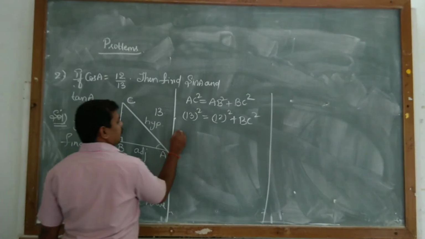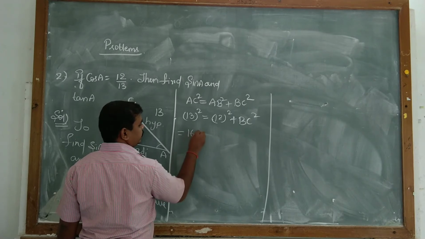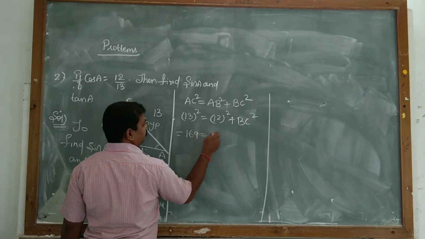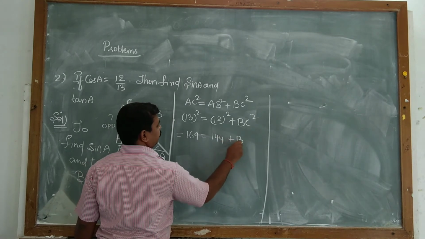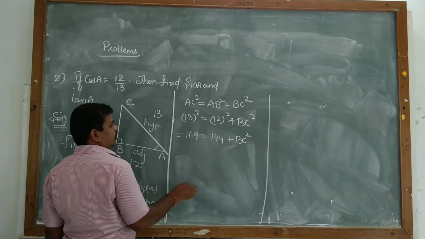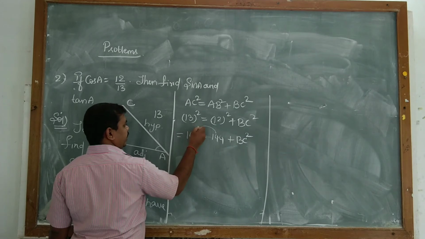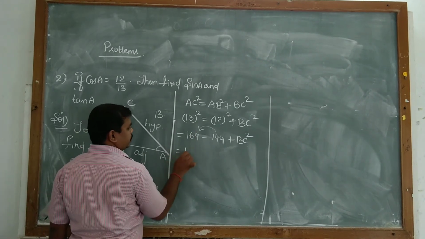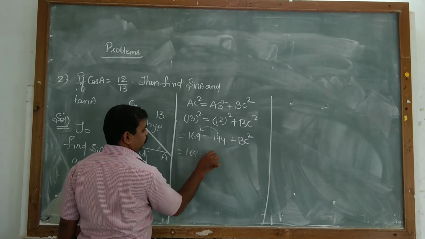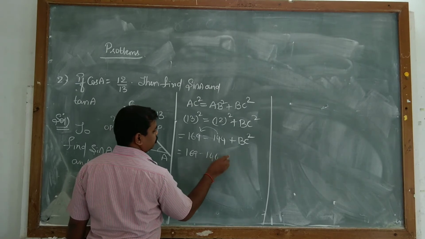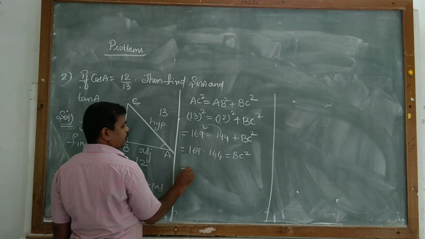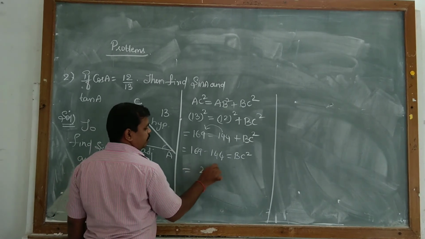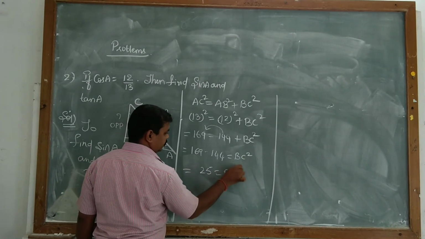Okay. So what is 13 square here? 169. 12 square is 144 plus BC square. Bring this 144 to the other side. What you are going to get? 169 minus 144, which is equal to BC square. This is equal to how much? 25, which is equal to BC square.